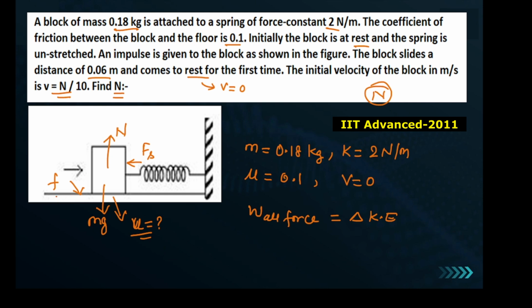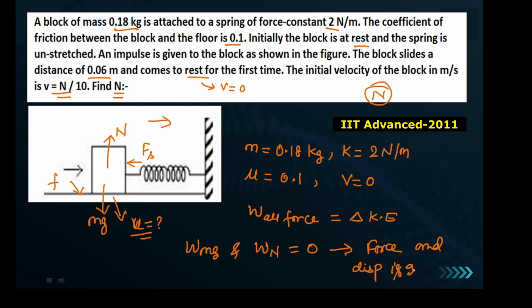Since the block is moving in the horizontal direction, the work done by mg and the work done by the normal reaction will be 0, because the angle between these forces and the displacement is 90 degrees. If the angle is 90 degrees, then the work done will be 0. That means the work done by mg and the normal reaction is 0.